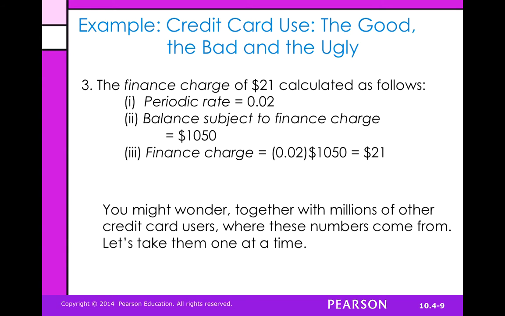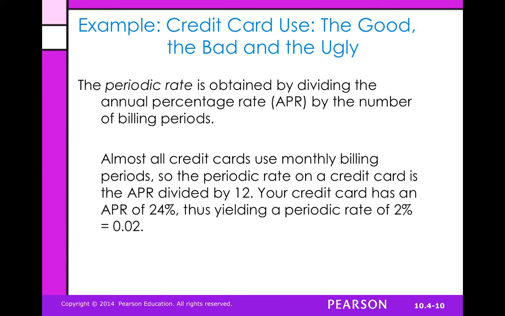So let's talk through where these numbers come from. The first number we just talked about a second ago, the periodic rate. You can just take the APR and divide by the number of billing periods. With a credit card, you're generally paying things off monthly, so you divide by 12.